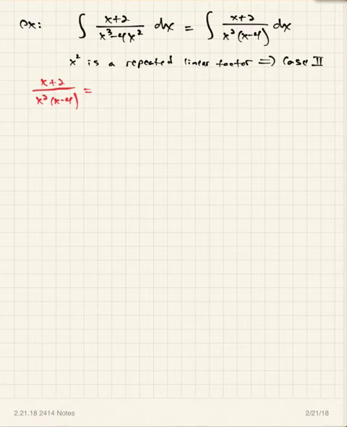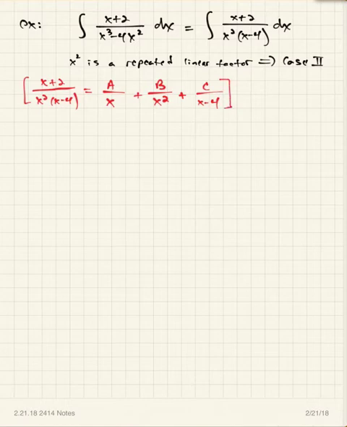Now, first of all, you have this repeated linear factor, x squared. So remember, you have a separate fraction for every power of that repeated linear factor. So you have to have a fraction for x and a fraction with an x squared. The numerators are always constants in these cases. So you have A over x plus B over x squared. And then you have a third factor, so you have a third fraction here, which would be capital C over x minus 4. So there's the decomposition right there. And so now we are ready to tackle this decomposition and see what we can make of it.